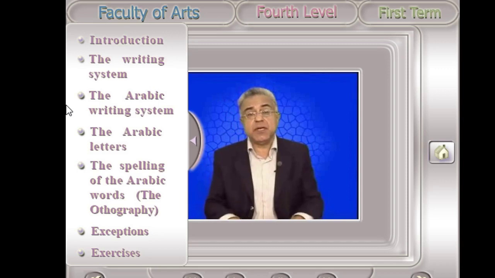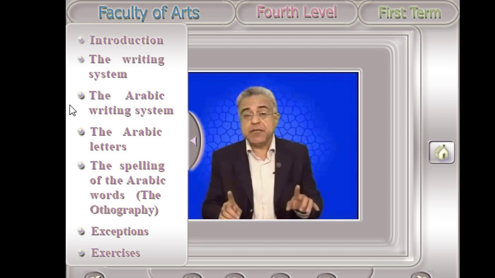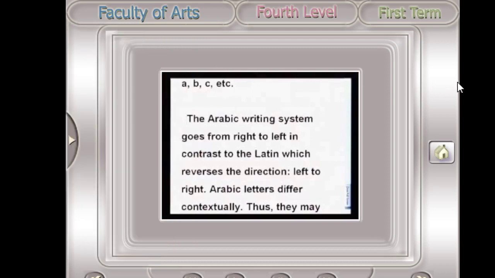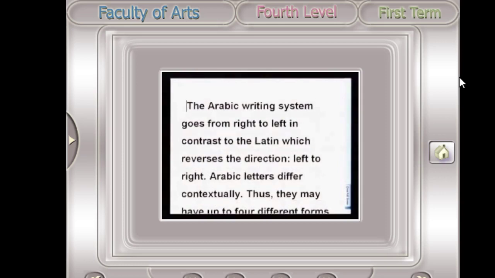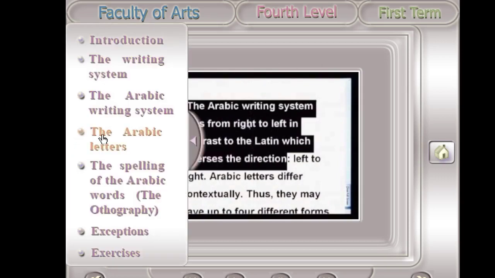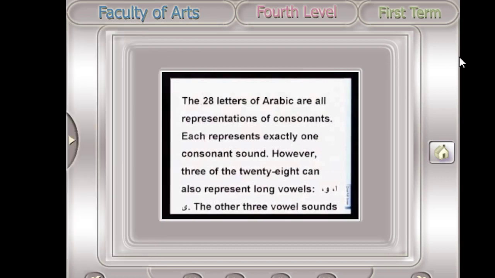And since we're talking about the 2 languages, Arabic and English, we mean by the script here, the Arabic writing system goes from right to left, in contrast to the Latin, which reverses the direction. One little piece of information expressed in English about the direction of writing. And of course, this is the first thing. The 28 letters of Arabic are all representations of consonants. Each represents exactly 1 consonant sound.